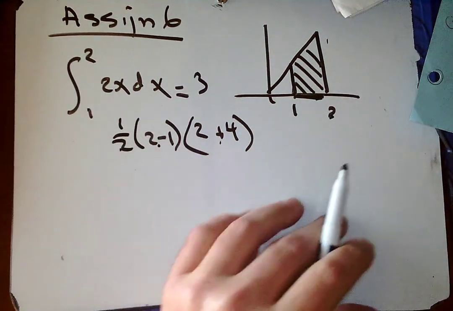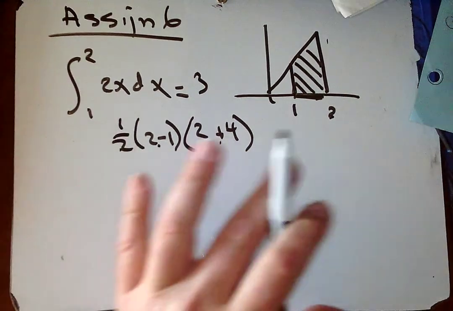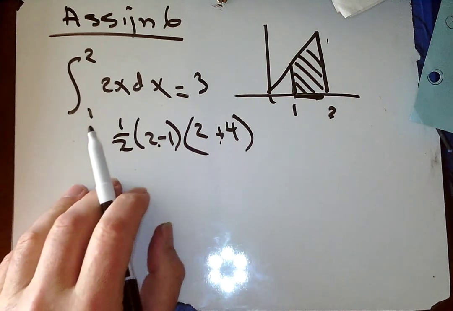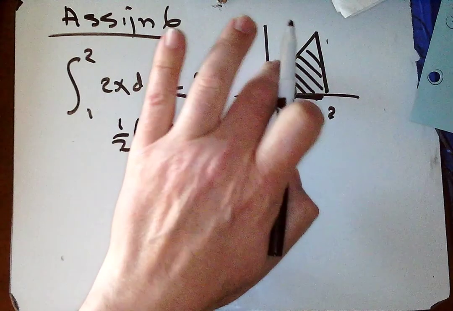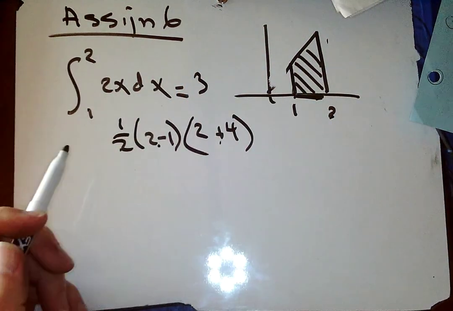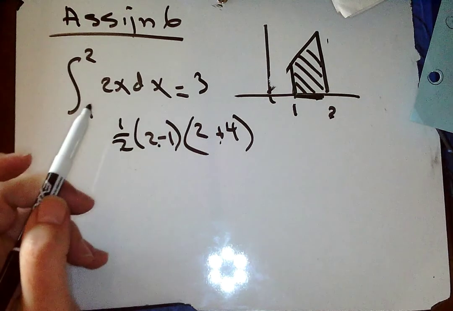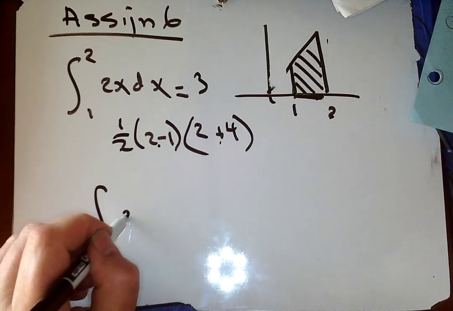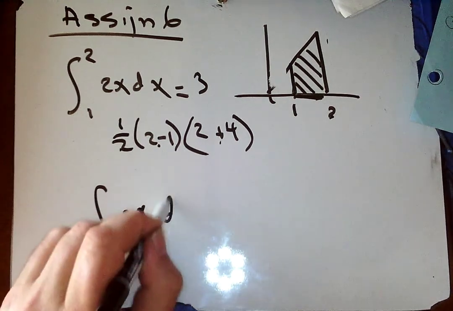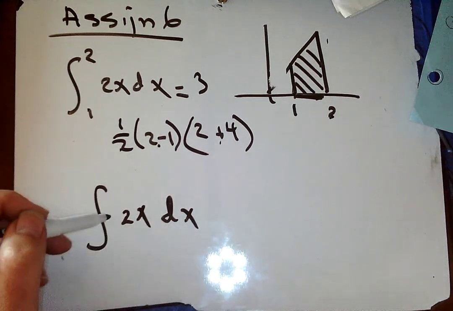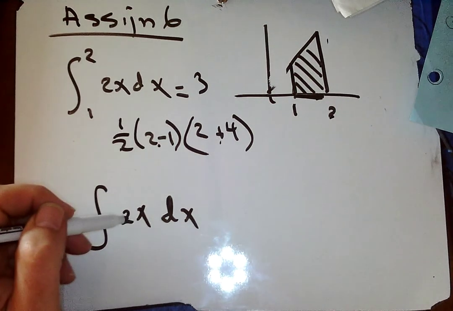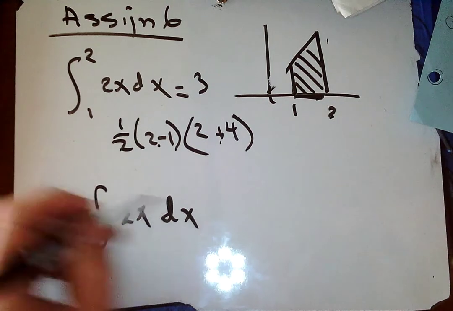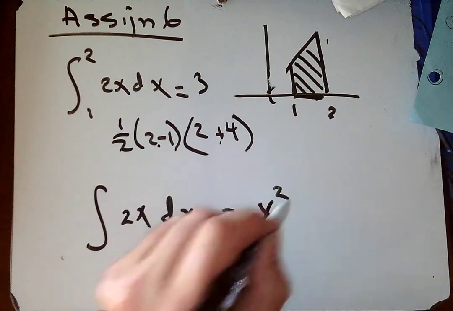Okay. Well, now I kind of want to say, how do we do this without appealing to the geometry of the situation? So what can we do there? Well, we know that this is the derivative of something. What is it the derivative of? Well, it's the derivative of x squared.